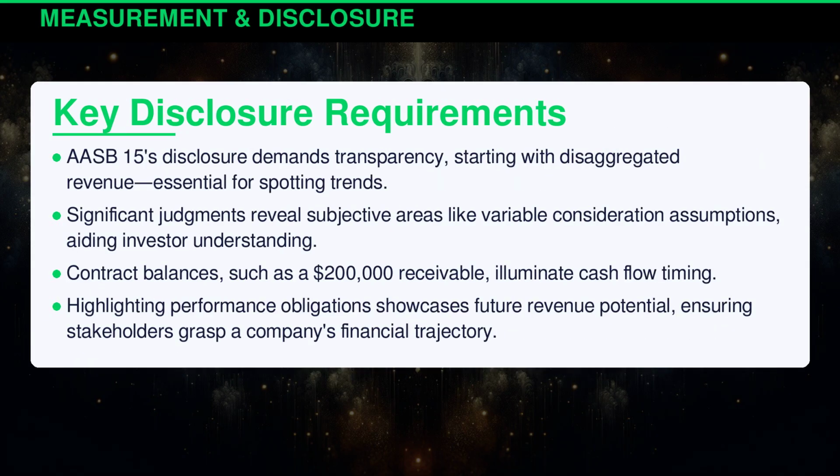AASB 15's disclosure demands transparency, starting with disaggregated revenue, essential for spotting trends. Significant judgments reveal subjective areas like variable consideration assumptions, aiding investor understanding. Contract balances, such as a $200,000 receivable, illuminate cash flow timing. Highlighting performance obligations showcases future revenue potential, ensuring stakeholders grasp a company's financial trajectory.